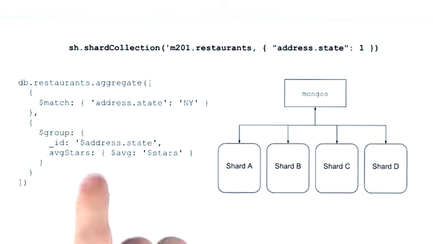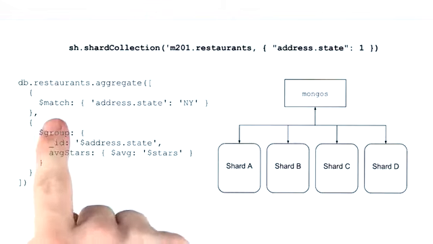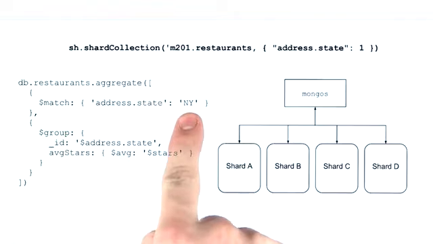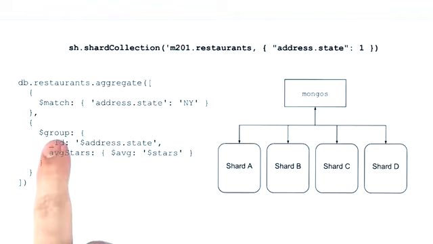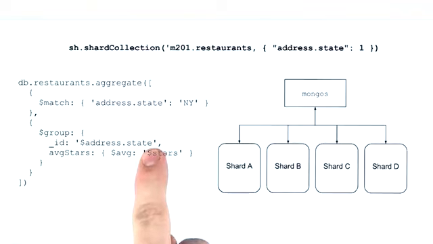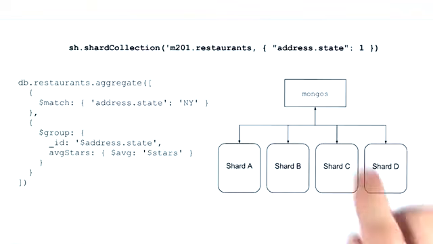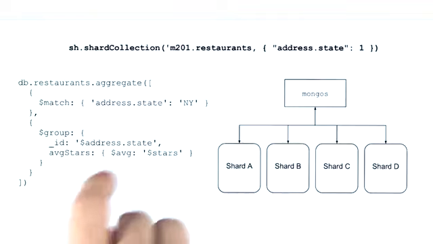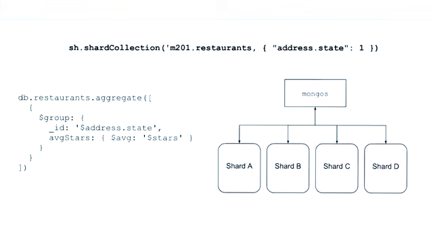For example, here we have a simple aggregation query where I'm using $match to find all of the restaurants in New York State. I'm then using $group to group by each state and then average the amount of stars for that given state. Since my shard key is on state, all of the restaurants in New York are going to be on the same shard. This means that the server is able to simply route the aggregation query to that shard, where it can run the aggregation and return the results back to the mongos and then back to the client. Very straightforward.